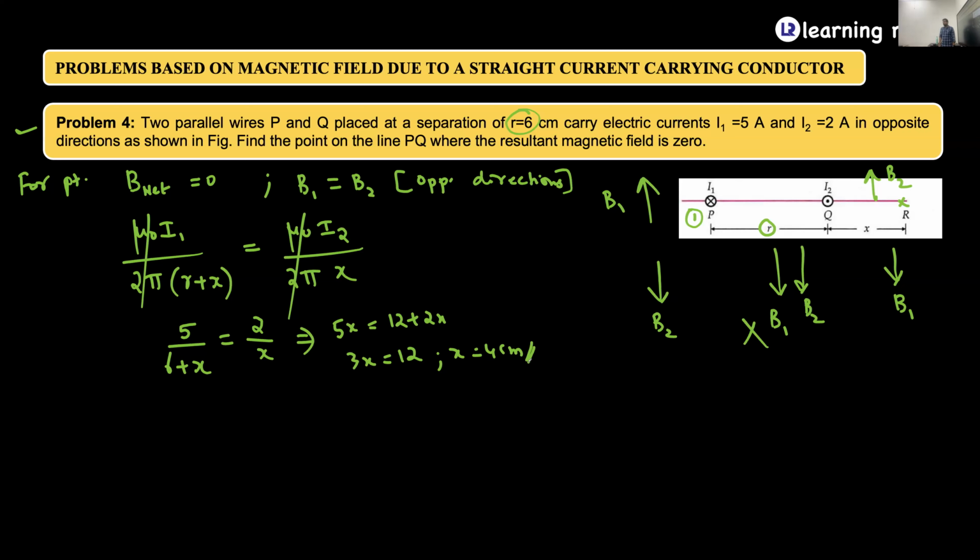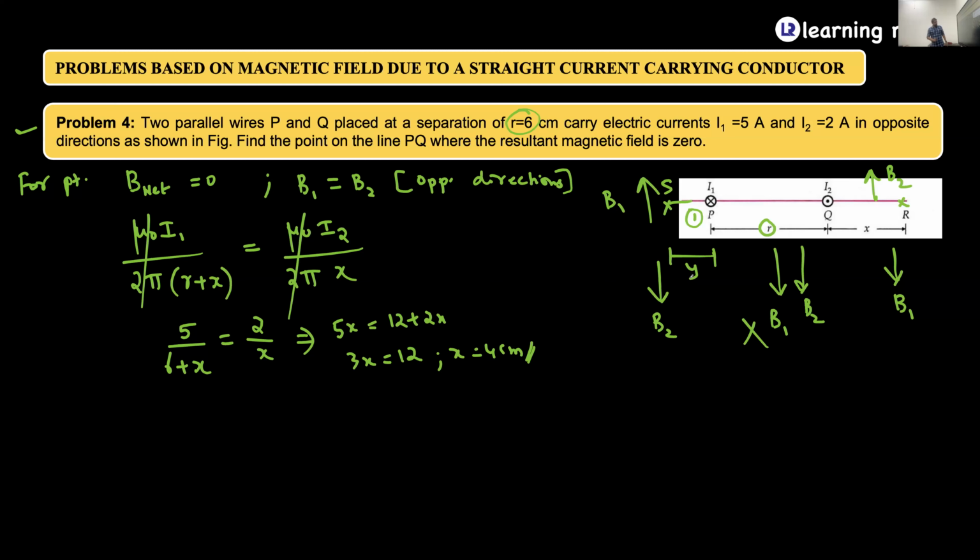But I have B1 and B2 opposite on the left side of the conductors as well. Why should I not consider this and see? Shall we try and see? Suppose I take this point, so this is taken as P, Q, R, I take this point to be S. And let me say that the distance from P to S is Y. Okay. So similar logic is what I'm going to apply.